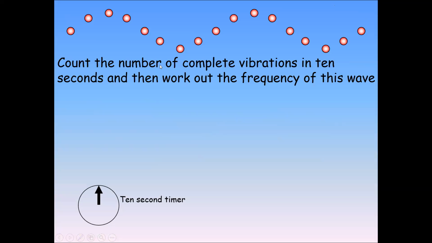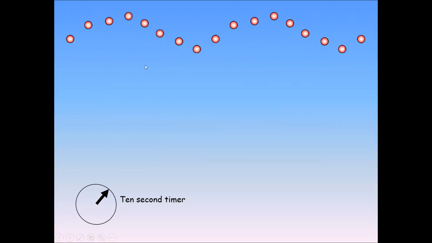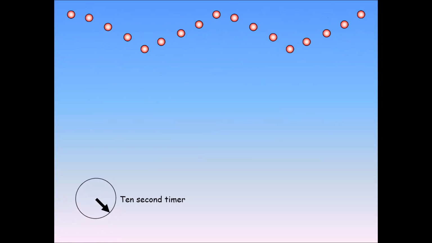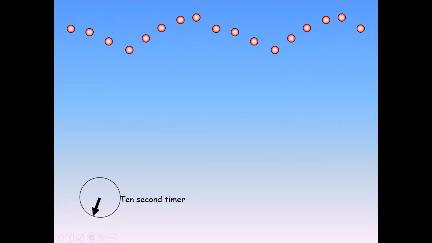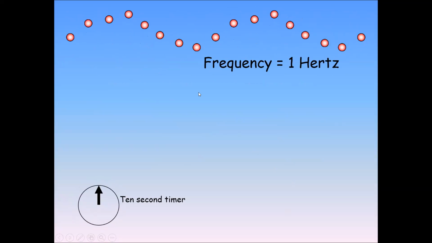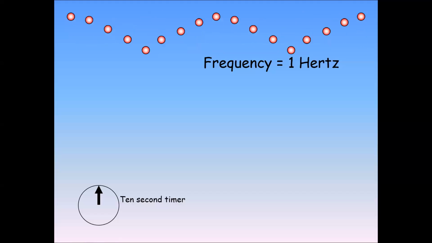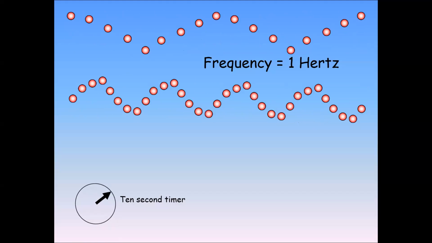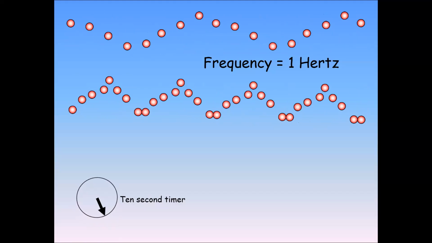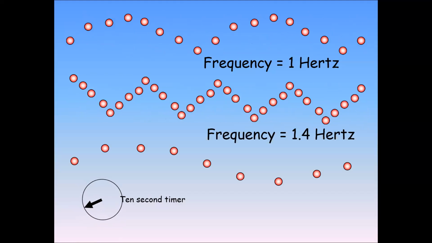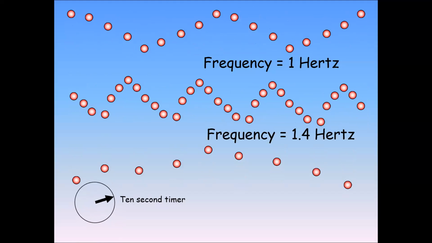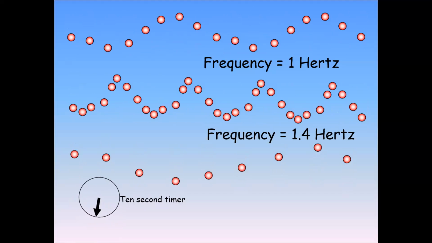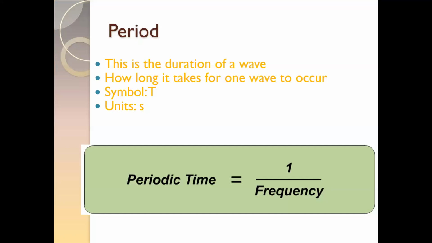So we have already discussed this part. Then the frequency means how many times the particles are vibrating in 1 second. So the number of vibrations completed by the particles every second is known as the frequency. In the first one, they vibrate 10 times in 10 seconds, so the frequency is 1 hertz. In the second one, they're vibrating 14 times in 10 seconds, so the frequency is 1.4 hertz. And in the last one, they're only vibrating 5 times in 10 seconds, so the frequency is 0.5 hertz.